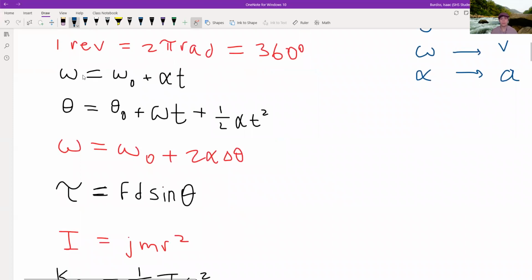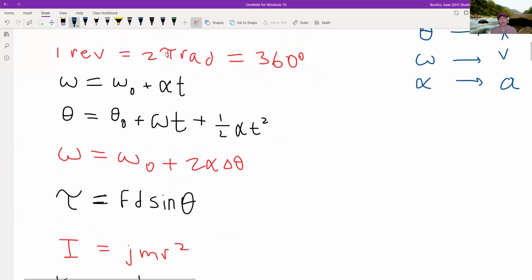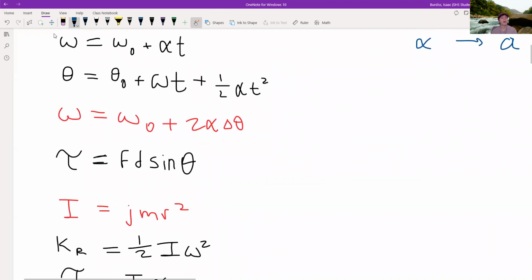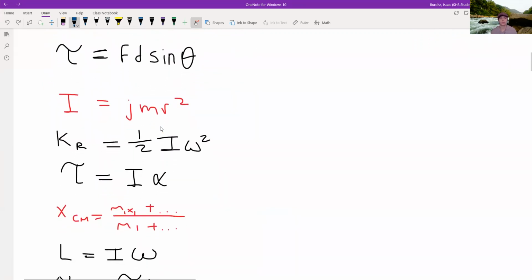Also remember that 1 revolution equals 2 pi radians and is 360 degrees. If you know your unit circle, that should be easy to remember. And then these 3 equations are our rotational kinematic equations, and they are like the ones that we already learned. For some reason, they only give you 2 of them, and this one you have to remember, but it shouldn't be that hard. Just go to the linear one and replace all the symbols.